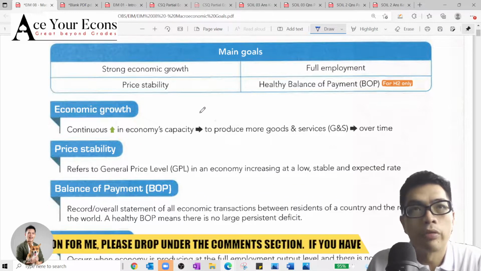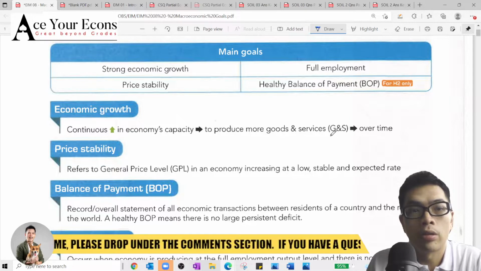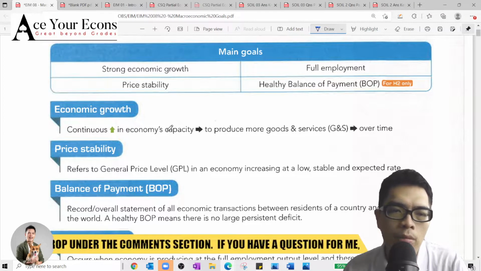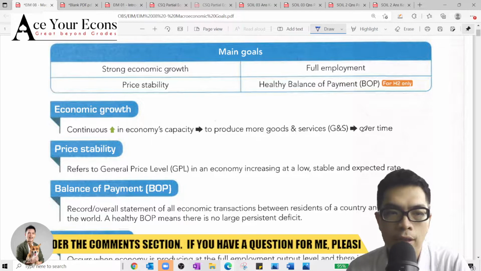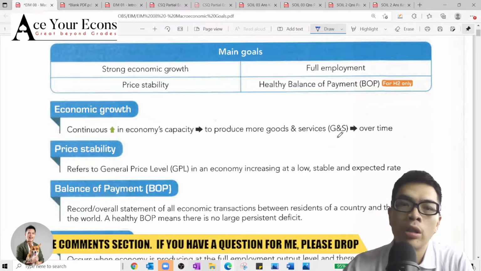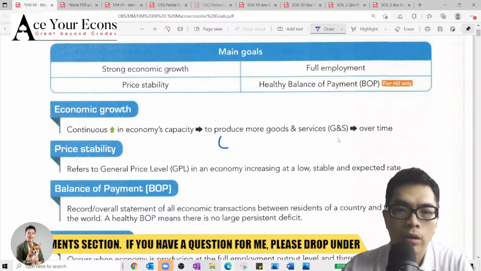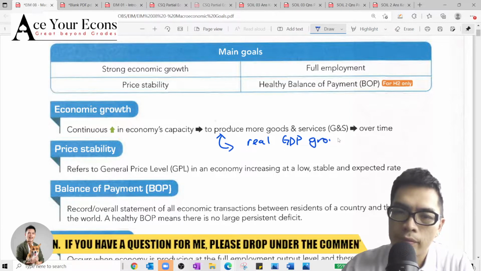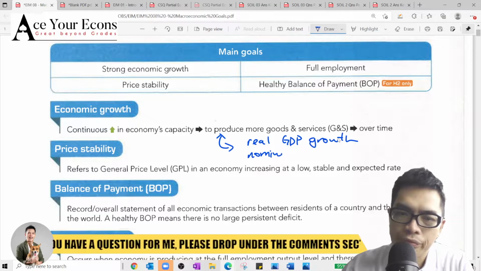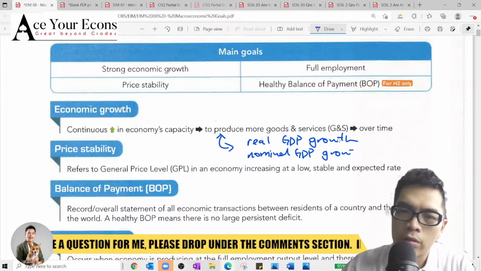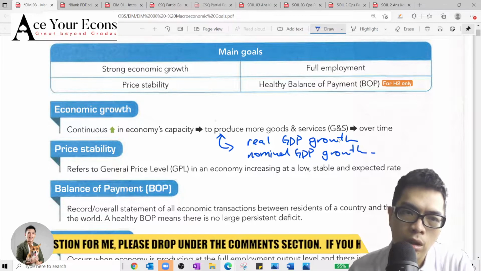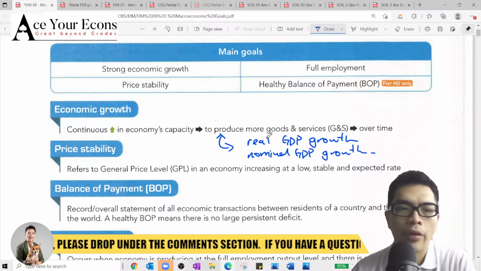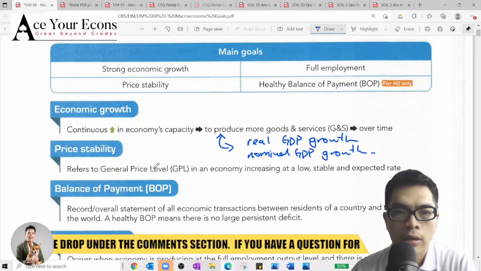So economic growth, different schools have different definitions, so stick to your school. It simply refers to the continuous increase in the economy's capacity to produce more goods and services over a given time. How do we normally calculate economic growth? Just now we briefly covered it. We can use real GDP growth or nominal GDP growth. These two are the proxies to calculate economic growth. Just like inflation, we use CPI. Every goal will have an indicator to measure it.